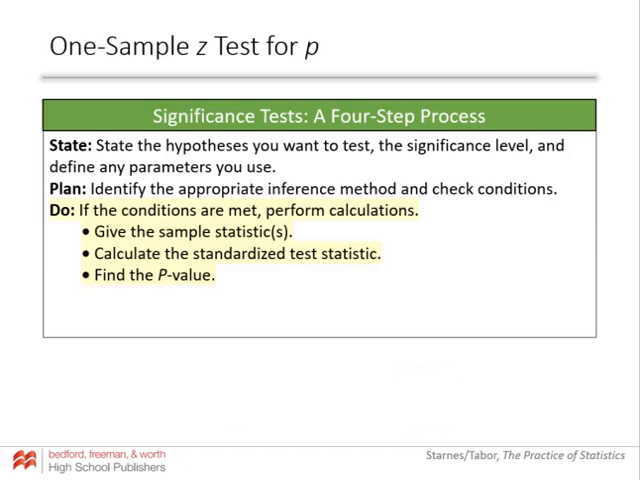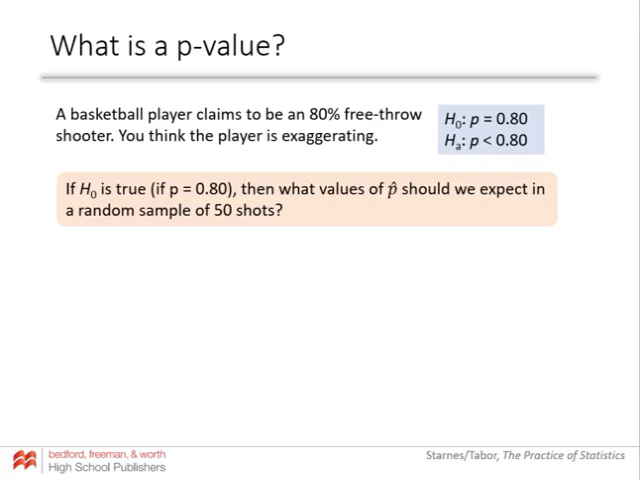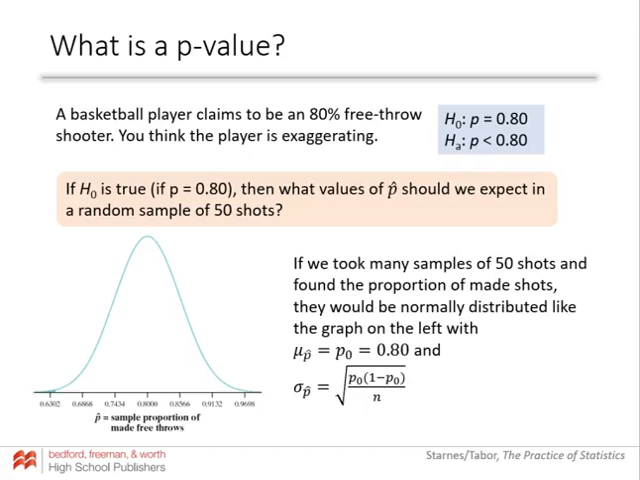So here's the math behind how we find what a p-value is, okay? So we are assuming that the null hypothesis is true, that the proportion of free throws Coach Rivers makes is 0.8. And so then the question is, what values of p hat in his sample of 50 would we expect? Because we know they're not going to all equal exactly 0.8, but if we took a lot of different samples, what would that look like?